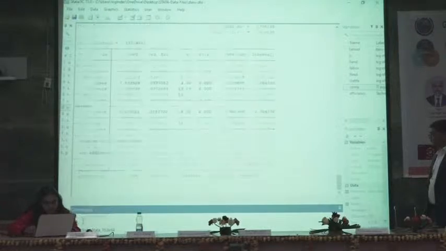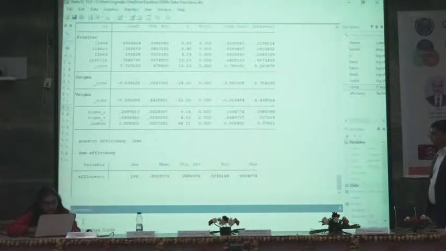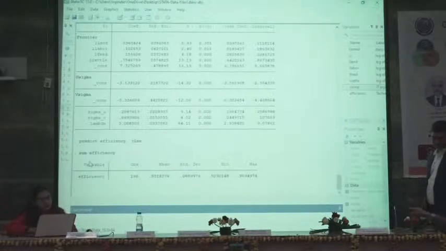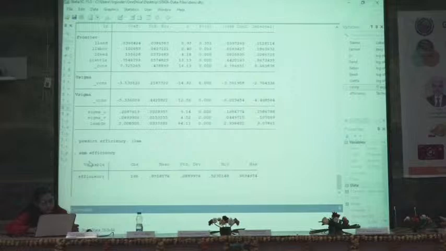So again, I don't like to go to the data part and look at the data. You need a summary statistic. See that one, you get the mean, the minimum, the maximum, the standard deviation. And again, you can do a histogram.